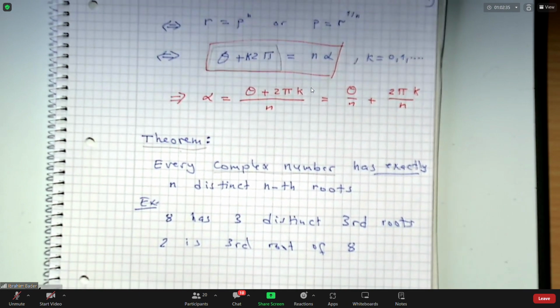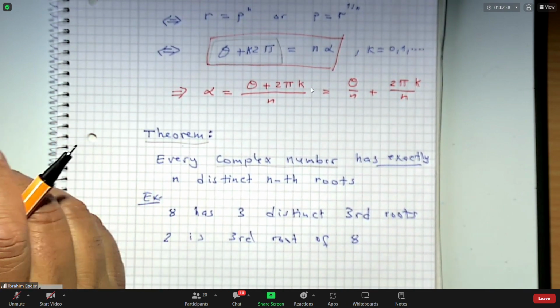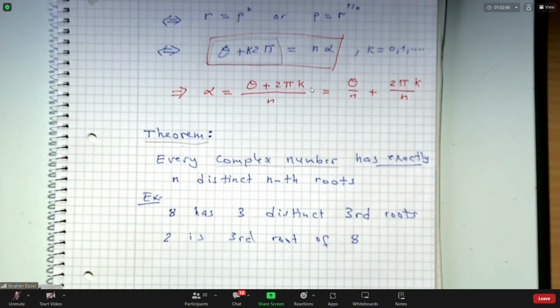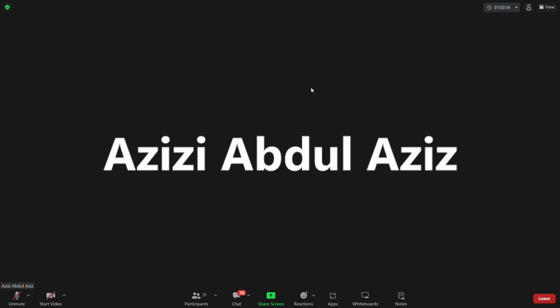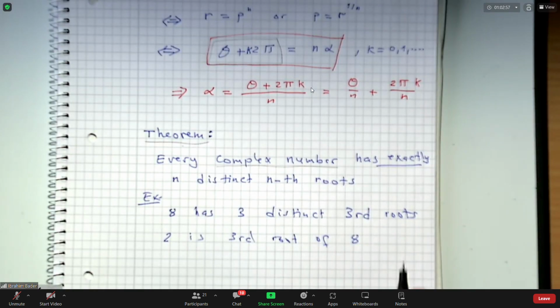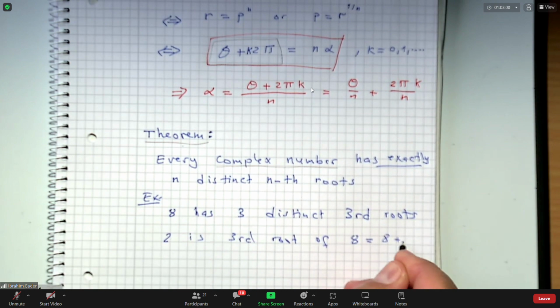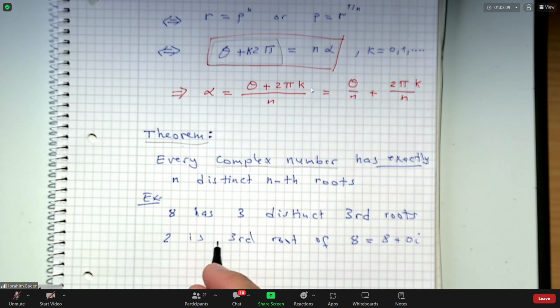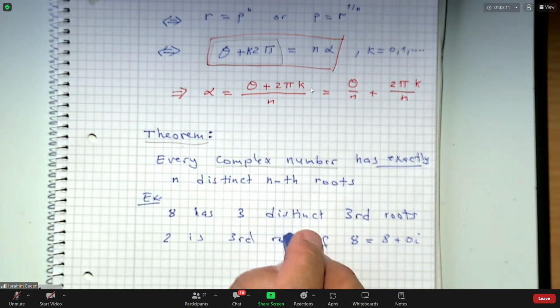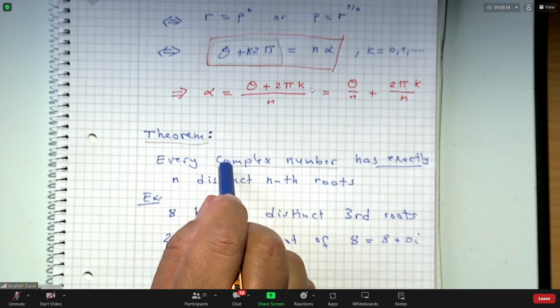But 8 is a complex number, isn't it? Is 8 a complex number? What do you think? Yes, it could be like 8 plus 0i. So it is a complex number, 8 which is equal to 8 plus 0i. It's a pure real number, but it is included in the complex numbers. Now, what does that mean according to this theorem? It says this must have exactly 3 roots, right?